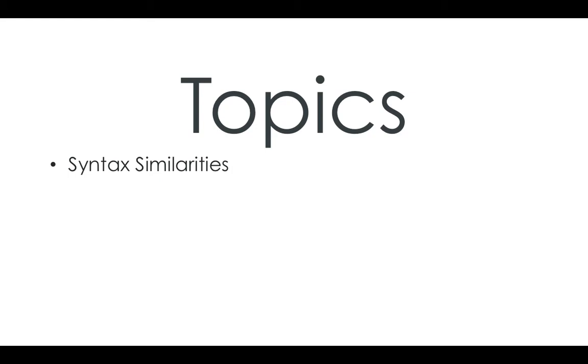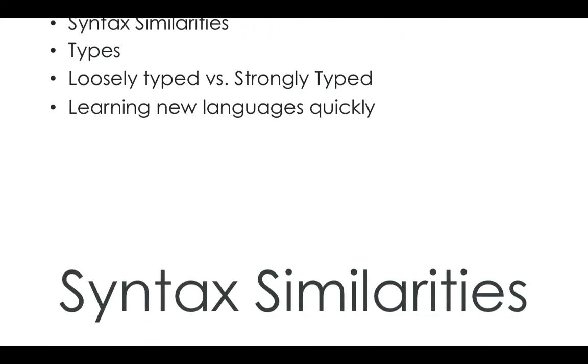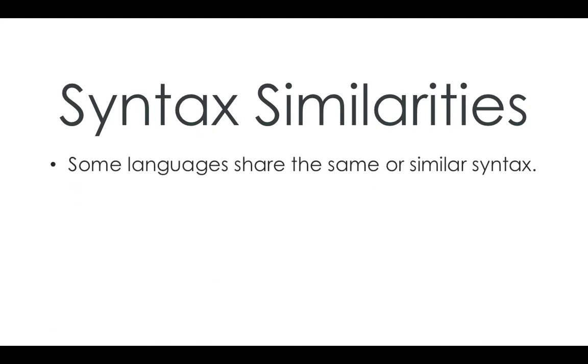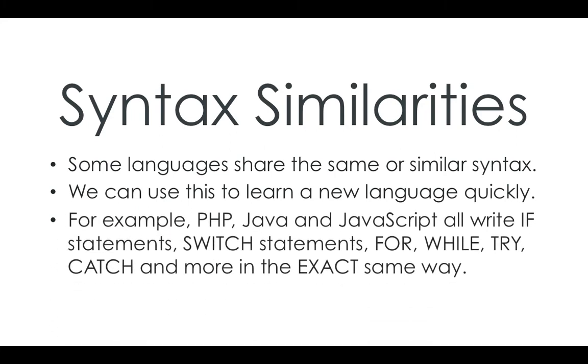So, we're going to be looking at the syntax similarities between languages, the types of stored data, loosely typed versus strongly typed languages, and the secrets of learning new languages quickly. So let's have a look at some of the syntax similarities. Some languages share the same or similar syntax, and we can use it to learn a new language quickly. For example, PHP, Java, and JavaScript all write if statements, switch statements, for, while, try, and catch, and a few others as well in the exact same way, which is strange, but is very useful to us.